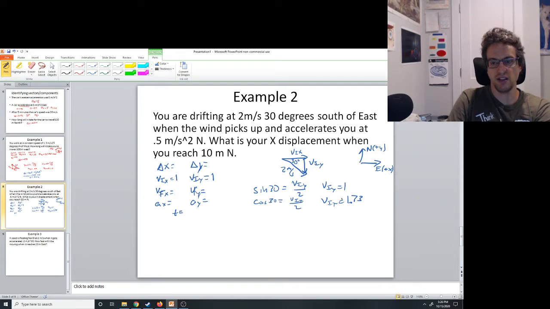And again, this is negative. I've got to stop doing that. It is south, so negative, right? You look at it, this is clearly going in the negative direction.